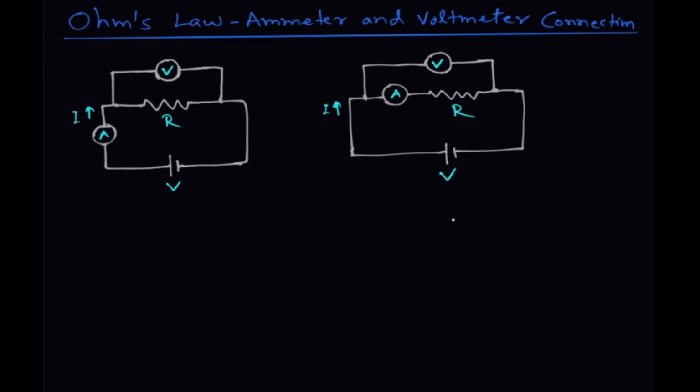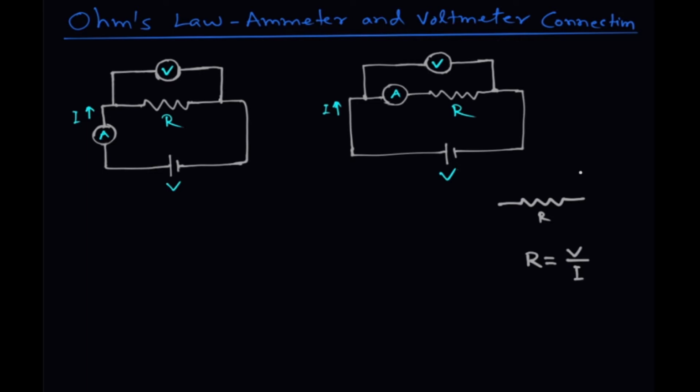Let us just recall our Ohm's law circuit. This is the resistance of value R. We have to calculate its resistance. Then how can we calculate it from Ohm's law? R is equal to V divided by I.